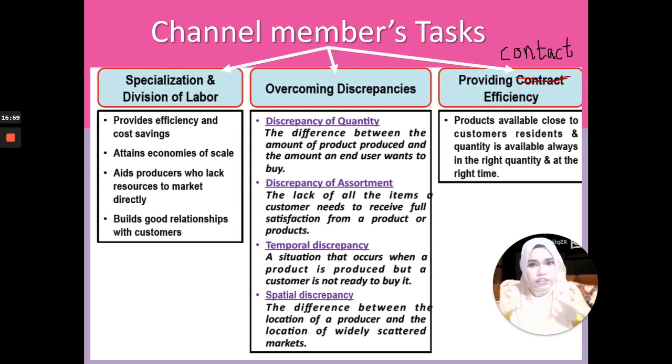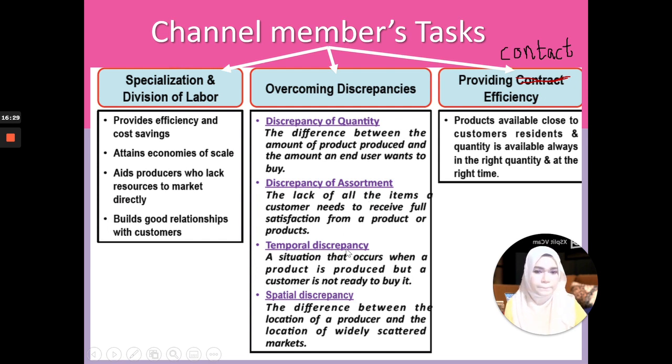So what channel members typically do is sell them together. The channel members are the ones that will bundle them together. So that's why you go to Mr. DIY, for example. Mr. DIY is actually one of the retailers, which is a channel member. Mr. DIY will sell and pack the torchlight with 2 or 3 pieces of batteries, where it can actually overcome this discrepancy of assortment.